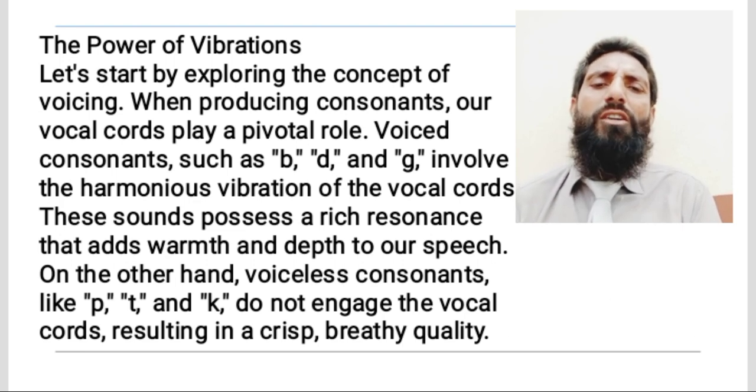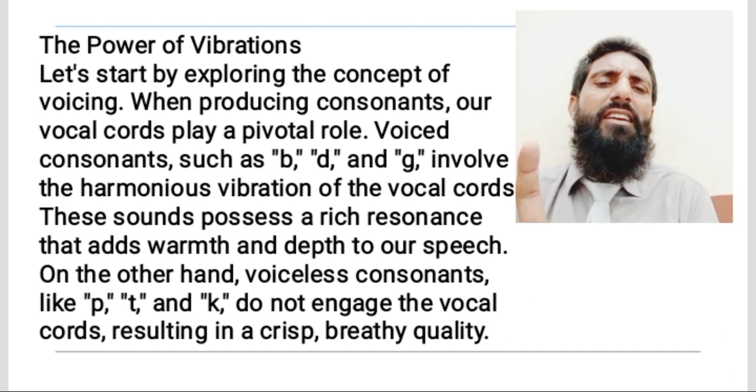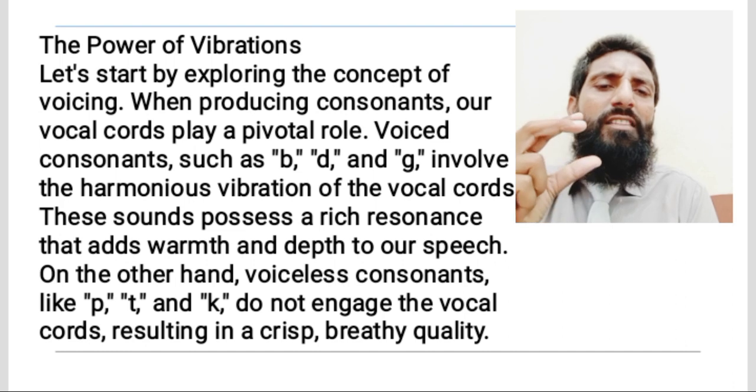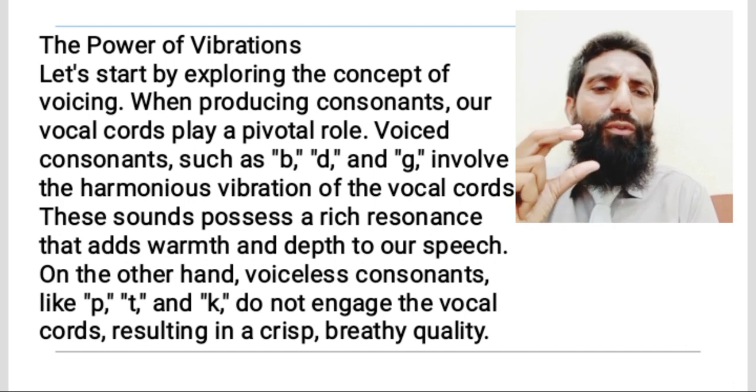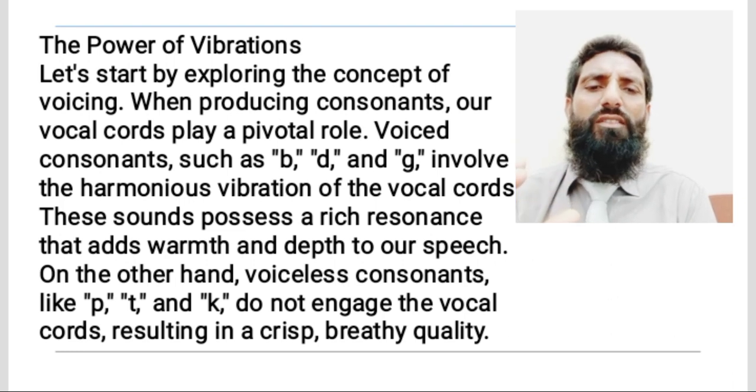Voiced consonants such as B and D and G involve the harmonious vibration of the vocal cords. Harmonious means that there is a particular type of vibration and oscillation, and the vocal cords collectively take part in producing such sounds. So this is basically the harmonious vibrations of the vocal cords. These sounds possess a rich resonance that adds warmth and depth to our speech.